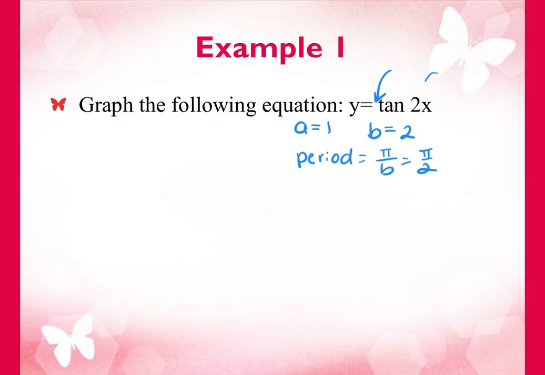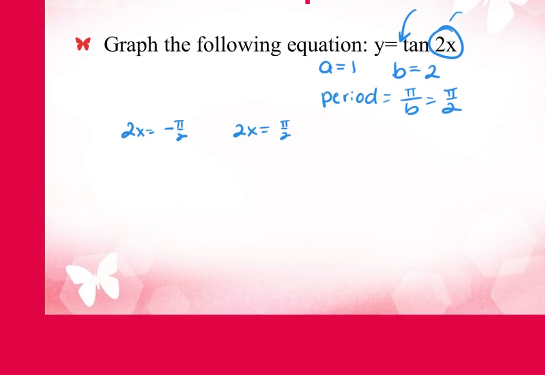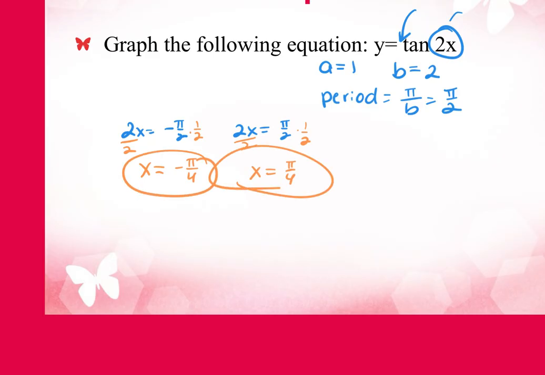Then I take what's next to tangent, so this time it's 2x, and I set it equal to negative pi over 2, and I set it equal to positive pi over 2. And I'm going to solve for x. So divide both sides by 2 or multiply by a half. And I get x equals negative pi over 4 and x equals pi over 4. These are 2 of the 4 asymptotes I'm going to eventually need to get. With me so far?